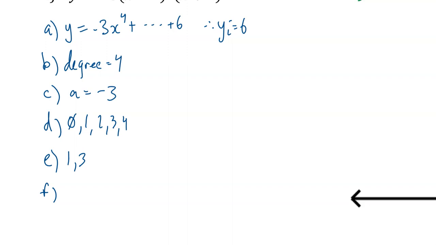End behavior. End behavior looks like this. As x goes to -infinity, what does y do? And then as x goes to positive infinity, what does y do? So end behavior is always filling in those blanks. And what is the end behavior?